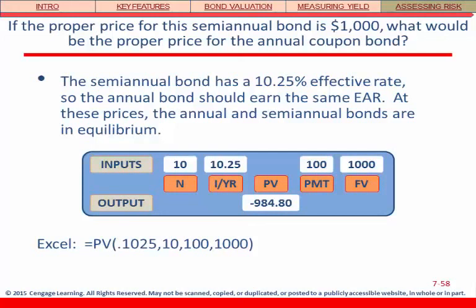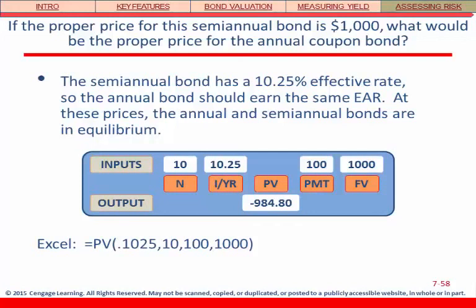Payment's going to be $100 because it's a 10% coupon bond, and the future value is 1,000. If you do all that and solve for price, you're going to get a price of $984.80. And the reason this is happening is because when you ask this question, you're saying, what would happen if interest rates went up to 10.25%? It's a similar question, because effectively that's what we're asking here. So you just change your yield to maturity and you solve the problem.